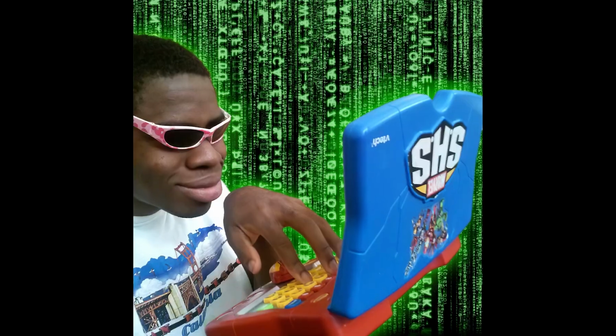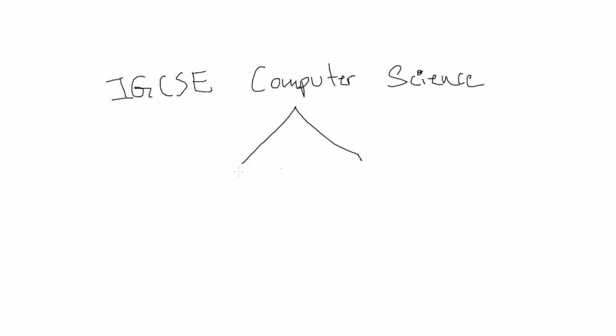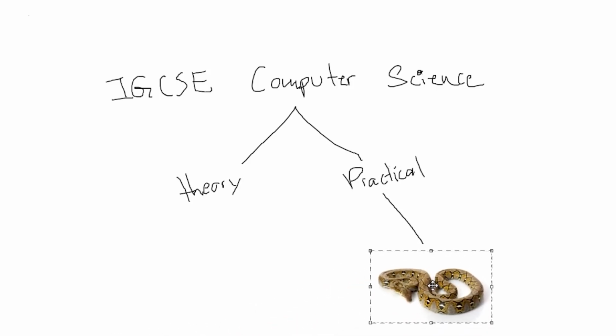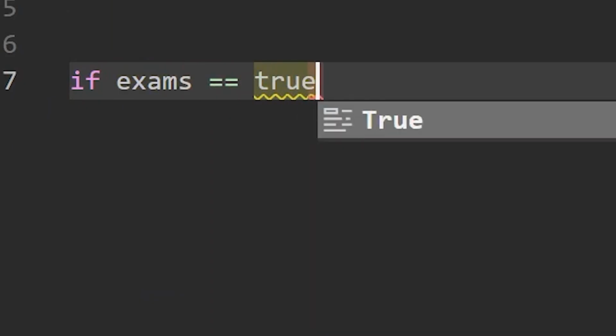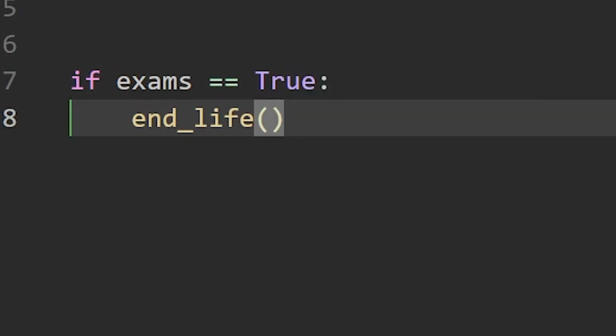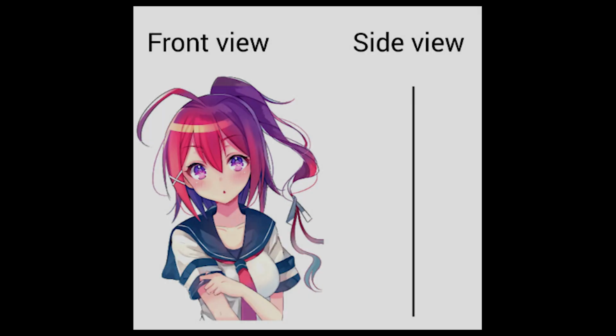About 3 months ago, I finished my IGCSE exams, and one of the subjects that I took was computer science. IGCSE computer science was separated into theory and a practical section. And in the practical section, we were made to code with Python. Python is a really good programming language for beginners, and it's also good for making video games, mostly 2D.